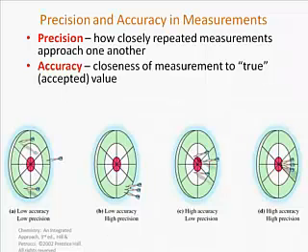In figure B, we see where all of our darts are fairly close to each other, but they still are not near the bullseye. So in this case, even though we're not accurate, we're not close to the bullseye, we still are fairly precise because our measurements are very close to each other.